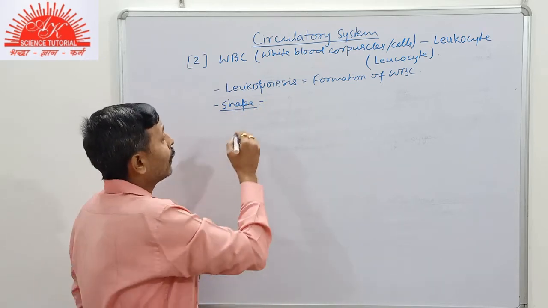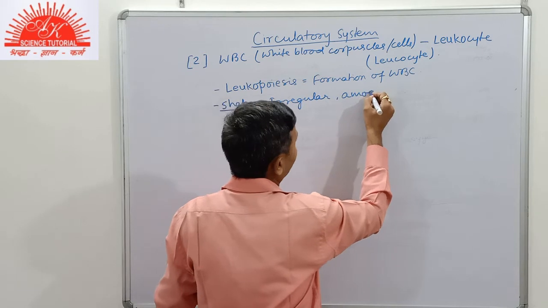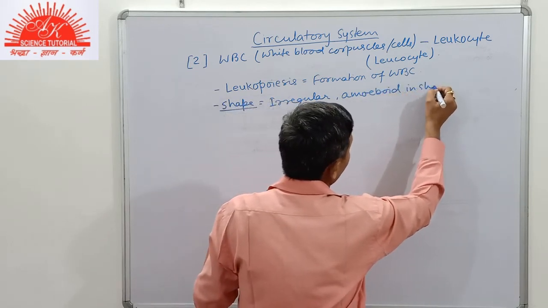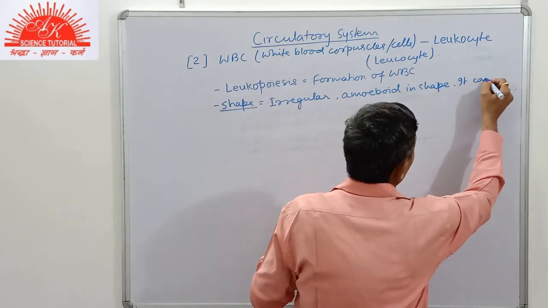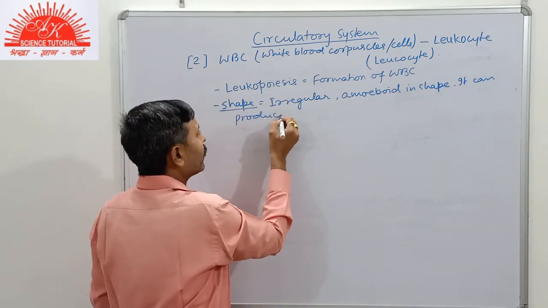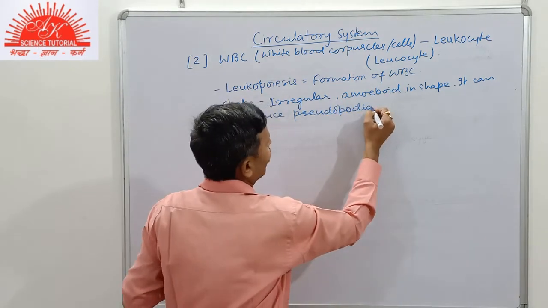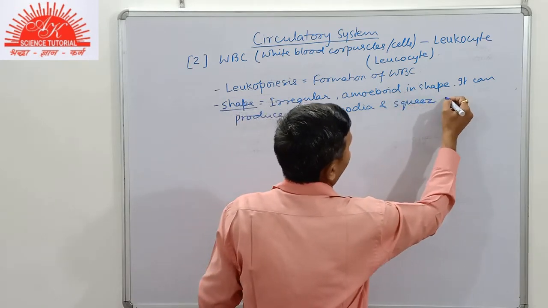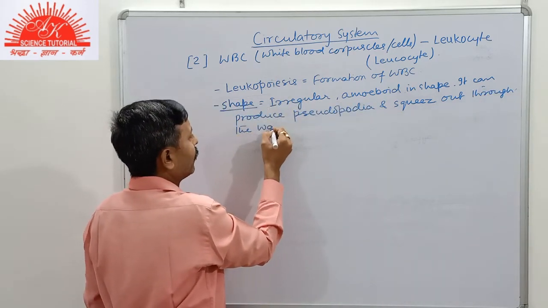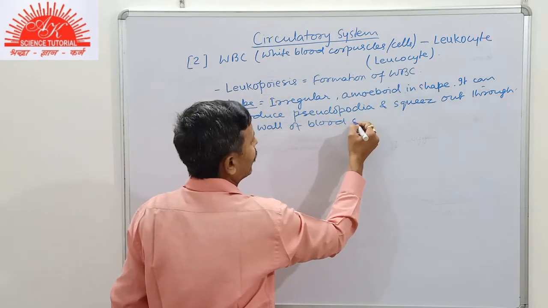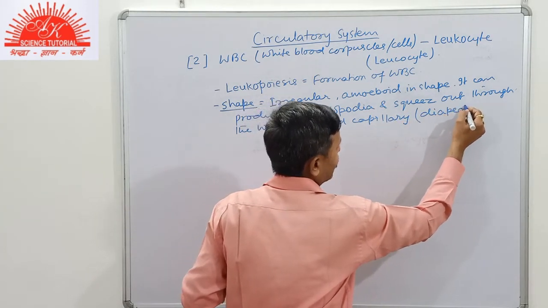WBC is irregular amoeboid in shape, and it has one significance, that it can produce pseudopodia and squeeze out through the wall of blood capillary, and when this process takes place, then this is known as diapedesis.